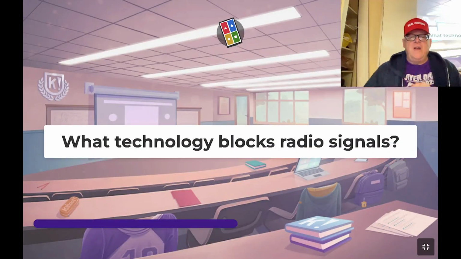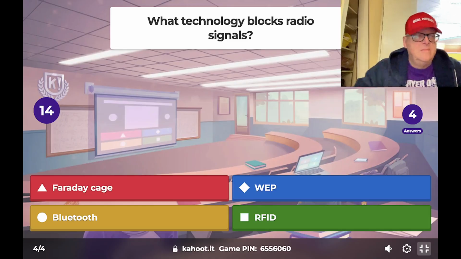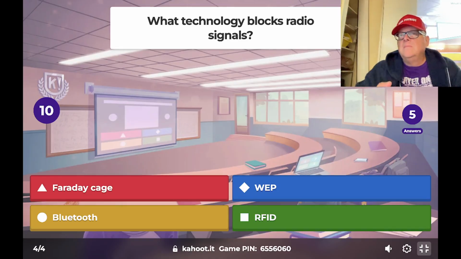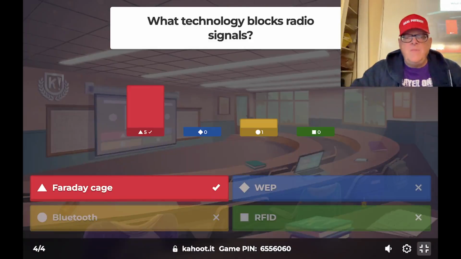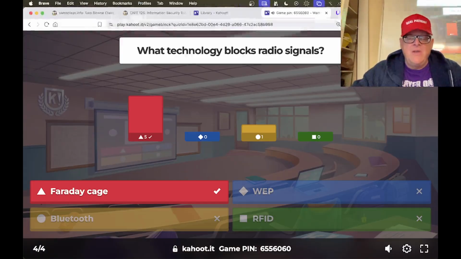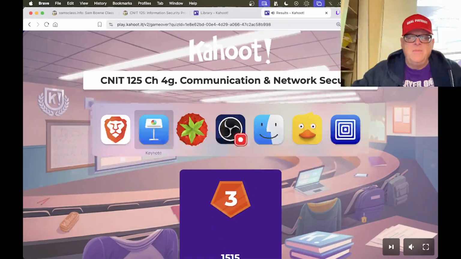And how do you block a radio signal? Yep, you put a grounded cage around it, and that will stop the radio from getting through.